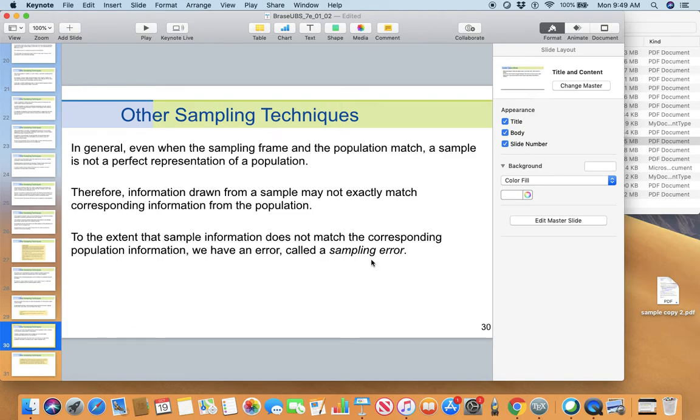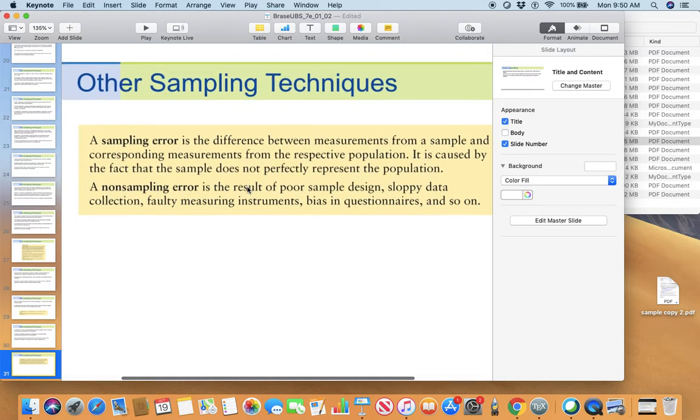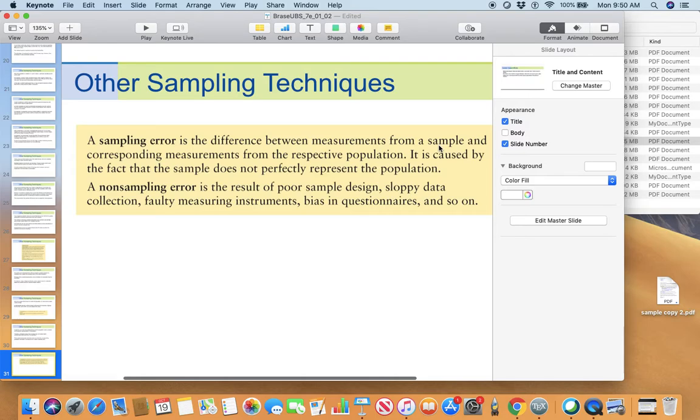So how do you have sampling error? When information from the sample does not match the corresponding information of the population. A sampling error is the difference between measurements from a sample and corresponding measurements from the respective population. It is caused by the fact that the sample does not perfectly represent the population. A non-sampling error is the result of poor sample design or sloppy data collection, faulty measuring instruments, bias in questionnaires, and so on. All right.